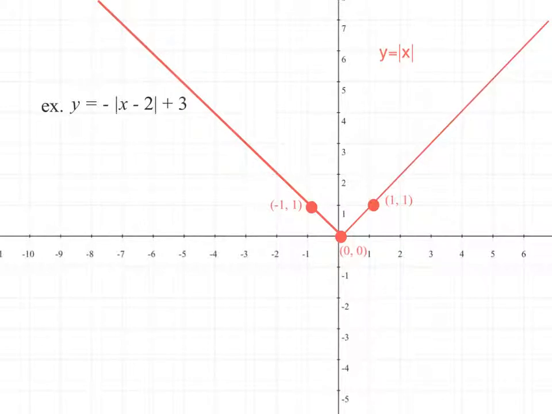One thing I noticed right away is that this thing is going to get reflected. Before, it really didn't matter if we went right, left, up, down, in what order. As long as you did those things, you ended up at the right place. Reflections actually have an order. They have to be done first. So because of that negative, I'm going to make sure all of these points get flipped upside down.